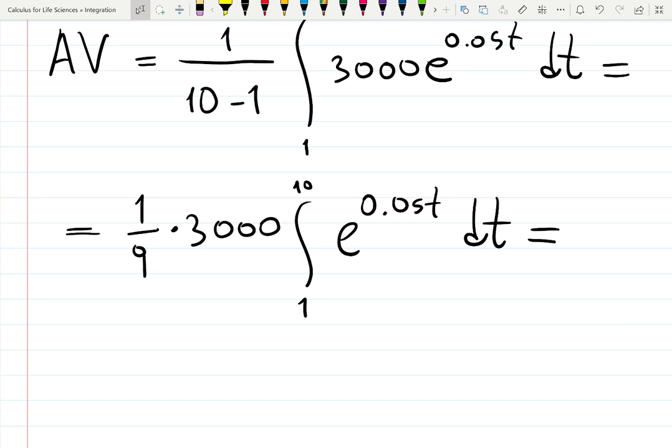Who can tell me what is the integral of e to the 0.05 t? People at the end? No? You see, you all got super quiet when I ask the question, but when I don't ask the question, you guys talk. You want to tell?